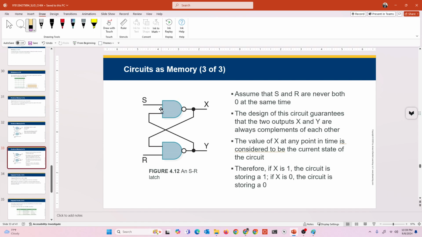You can do the math and see what the calculation will be like. Remember, they said never the same time, they never have 0 at the same time. So it's either going to be a 1 0, 0 1, or 1 1, right? If you give S a 1 and R a 0, for example, the question you're going to have is: what is the state of the output?